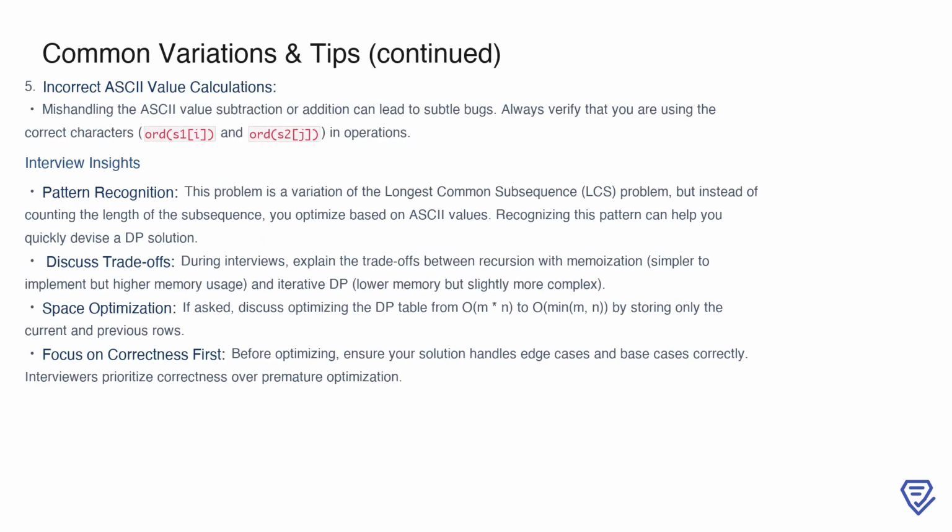Another mistake to avoid is miscalculating ASCII values. Subtle bugs can arise if you mishandle operations with ord(s1[i]) or ord(s2[j]), so double-check that you're using the correct characters.